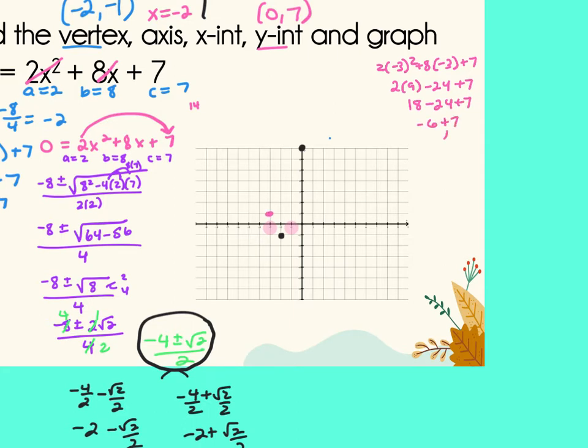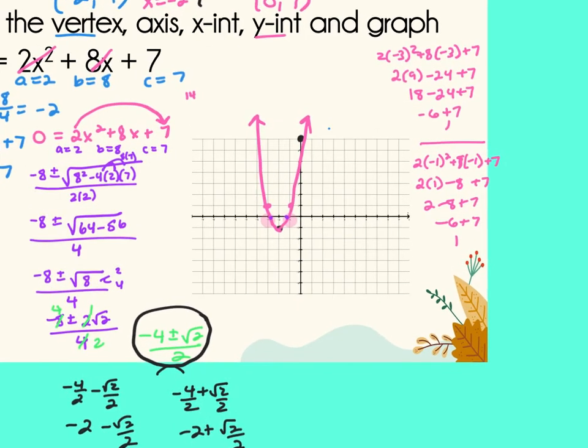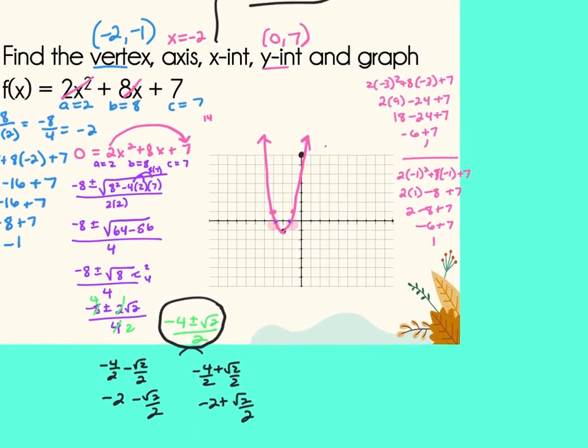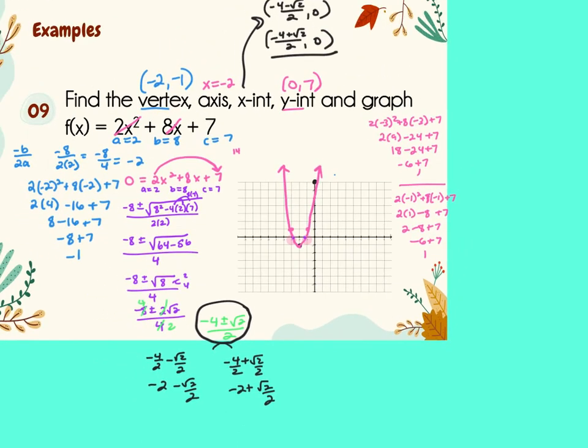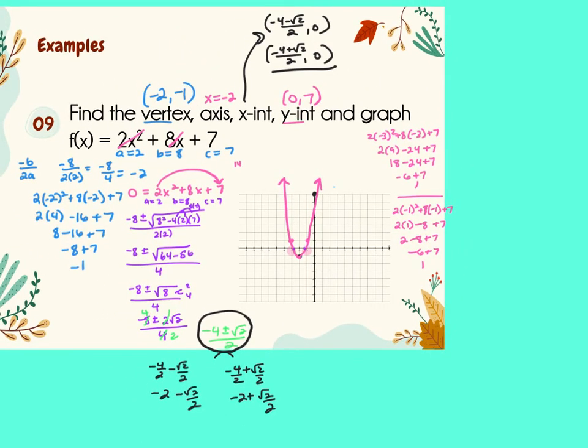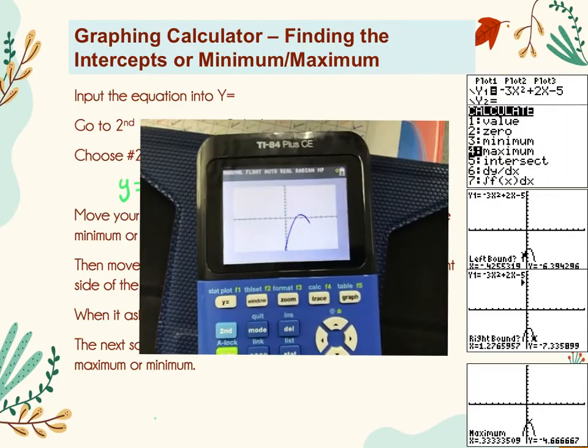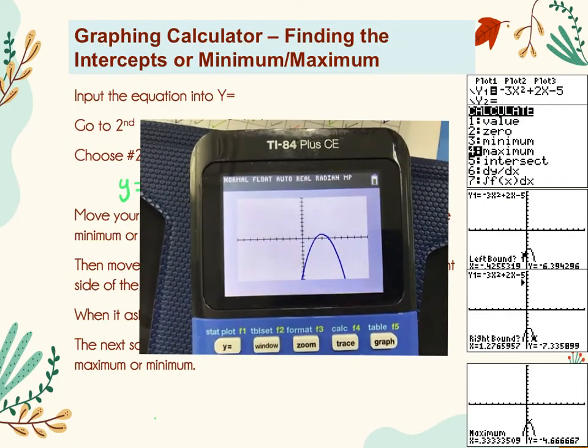So negative 3, 1. And I should get the same thing for negative 1. 2 times negative 1 squared plus 8 times negative 1 plus 7, 2 times 1 minus 8, 2 minus 8 plus 7, negative 6 plus 7, which is 1. Now I can draw my parabola. If I had approximated that answer, it should have fallen between negative 2 and negative 3, and in between negative 2 and negative 1. But you can always just plug in some additional points to fill that graph. So there's the graph of my function.